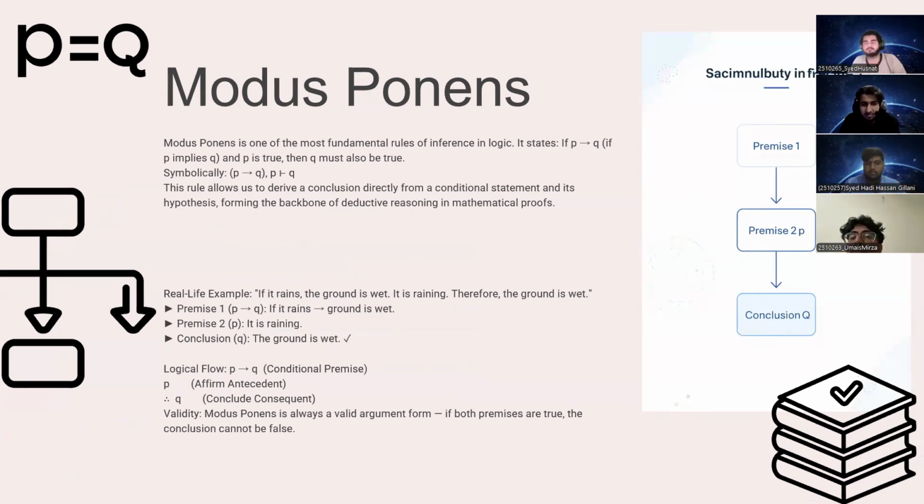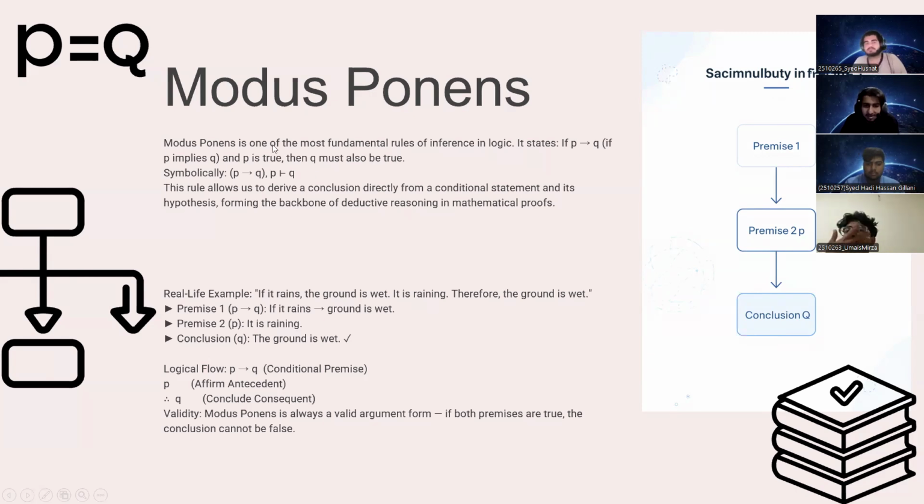As we know, the first rule we have is modus ponens. Now I will explain modus ponens, which is one of the most basic and important rules of inference in logic. Modus ponens tells us that if one statement implies another statement and the first statement is true, then the second statement must also be true. The symbolic form is shown on the slide as P implies Q, P, therefore Q.